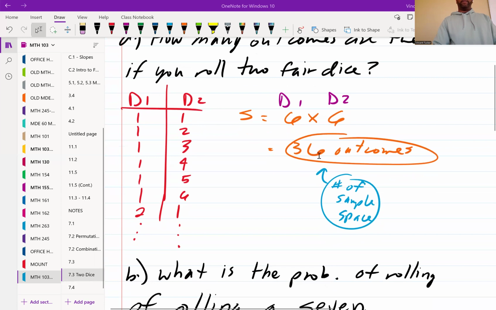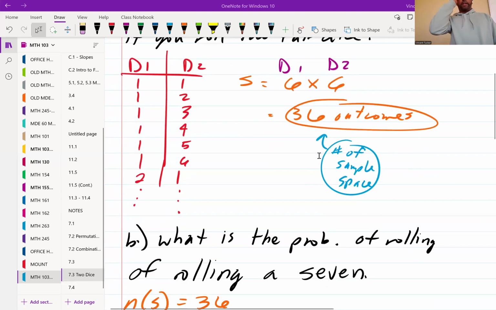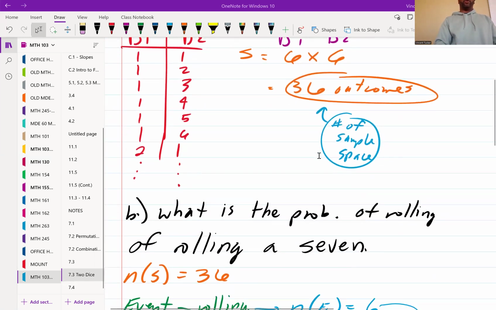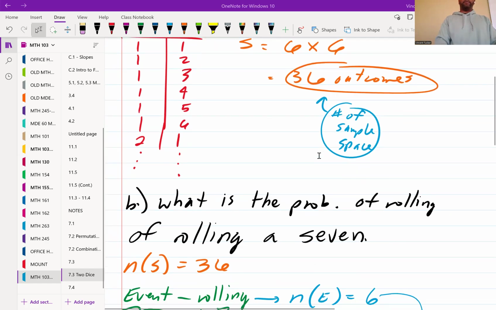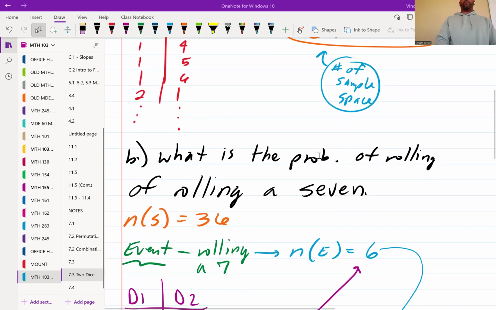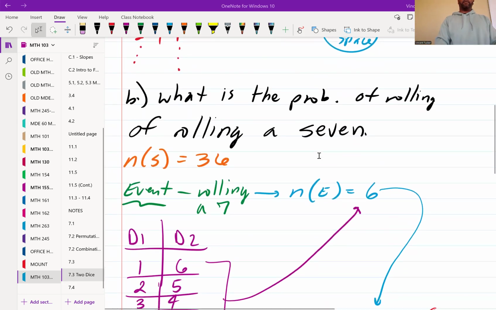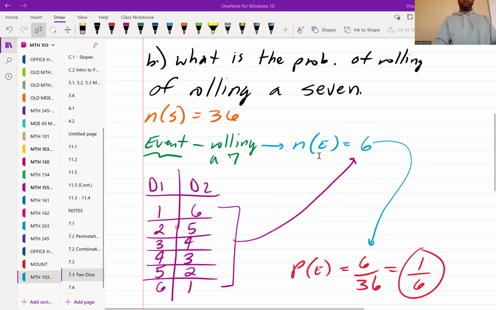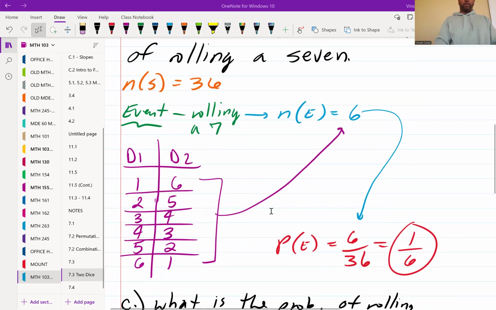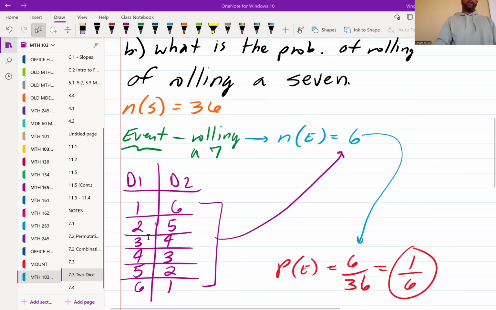Right. So B: what is the probability of rolling a 7? All right, so we know the bottom number of our fraction is 36, because that's our sample space. Now we need to explore all possible ways of getting a 7. So when I go down here to the purple, I want to know how many different ways can I get a 7?